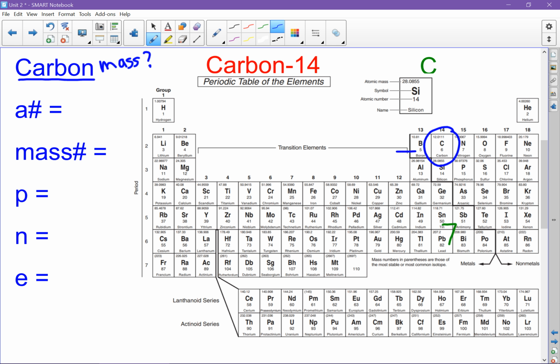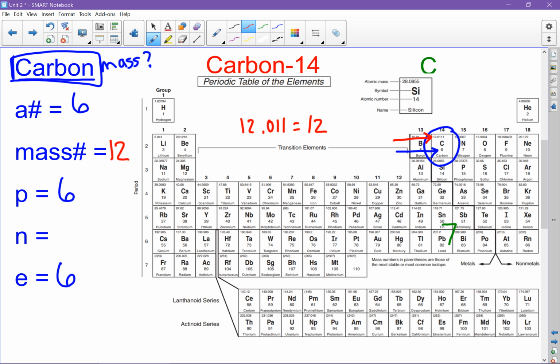The atomic number is this one. Okay, so I know the atomic number is 6, and remember that protons and electrons always equal that atomic number. Since I don't have a mass anywhere in this symbol, then I'm going to have to get it from the periodic table. So I'm going to have to look here. There's the mass number. Make it a whole number. So it's 12. That's what I'll use to calculate the neutrons. So mass minus the protons equals the neutrons. There are 6 of them. So that's like a regular atom of carbon.